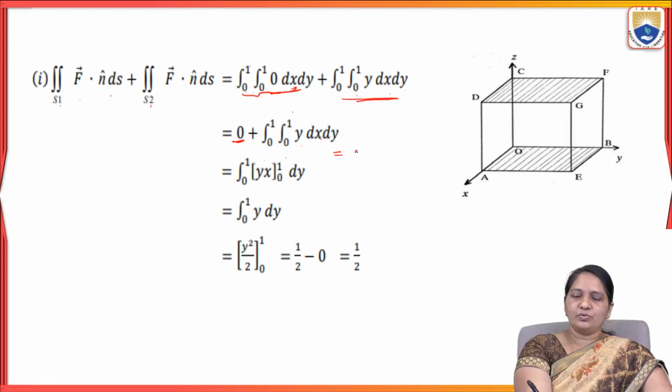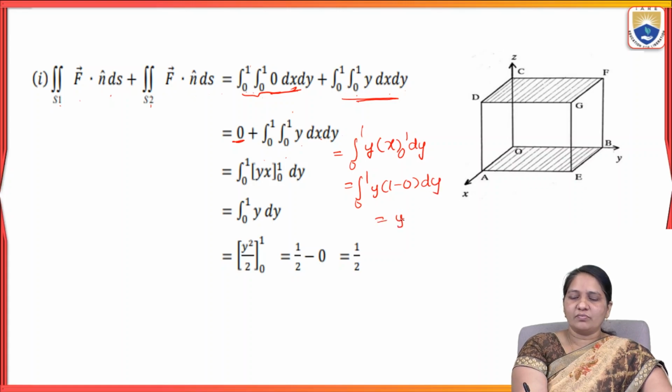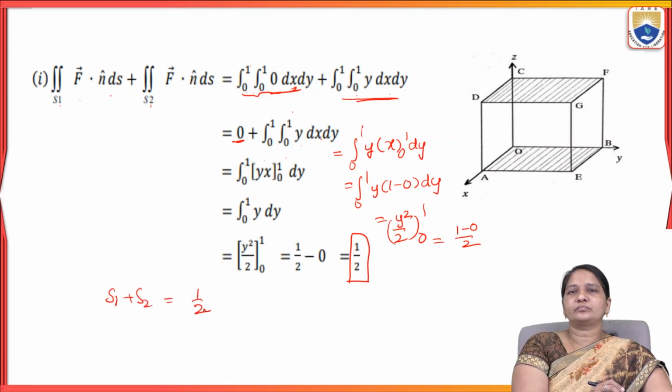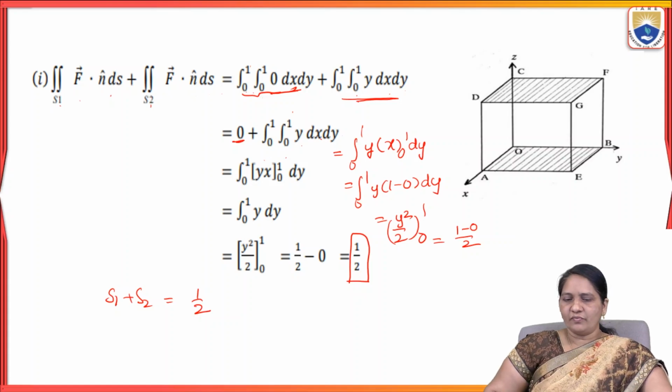So, now first we are doing with respect to x. Integral 0 to 1 of y, integral dx is x, limits are 0 to 1, into dy. So, now integral 0 to 1 of y into 1 minus 0 into dy. Integral y dy is y square by 2, limits are 0 to 1. Finally, upper limit minus lower limit, so we got 1 by 2. This is the S1 plus S2 value, which is 1 by 2.